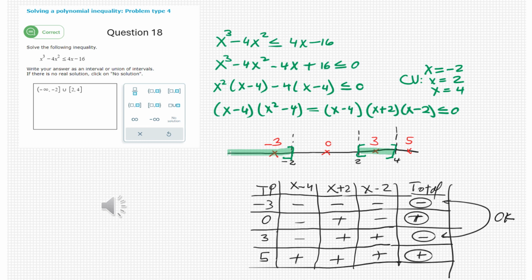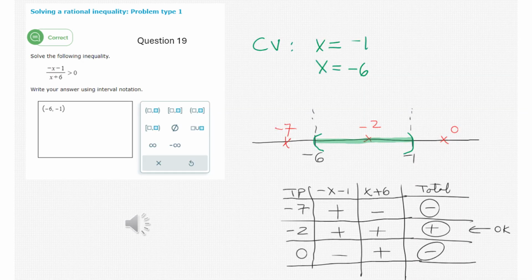You create a table, you evaluate one by one in each factor, and you determine the total sign of the multiplication, which is something like that. So now the solution corresponds with the interval that belongs between -3 and +3. Okay, so I highlight this interval, but I put brackets at the endpoints because our inequality includes the equal sign. So therefore the critical values belong to the solution.